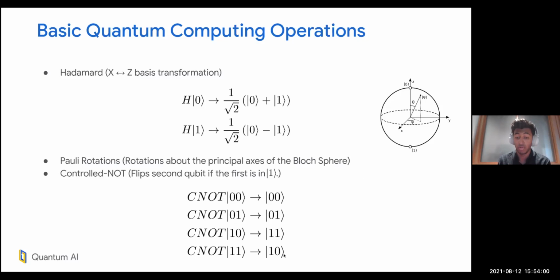And if you apply it to 1, 1, it spits out 1, 0. So what it does essentially is it is a controlled NOT gate. The NOT gate flips 0 and 1, as I mentioned. And a controlled NOT means that if the first state is in the state 1, then the second qubit has its state flipped. So it is a conditional operation. If the first state is 1, then the second state is flipped. So 0 goes to 1, 1 goes to 0. If the first state is in 0, nothing happens.